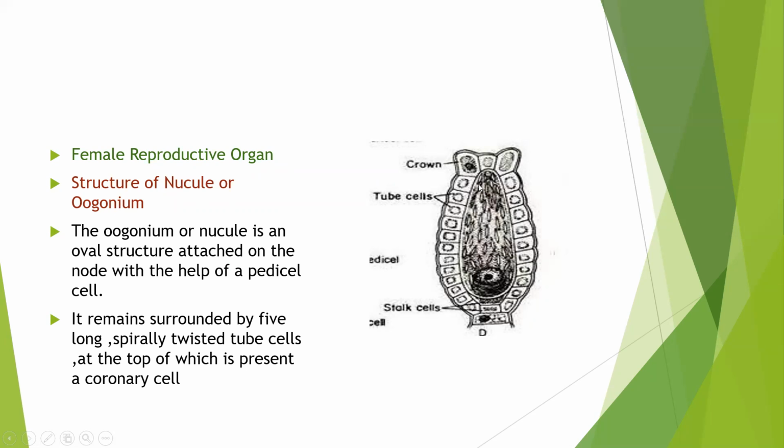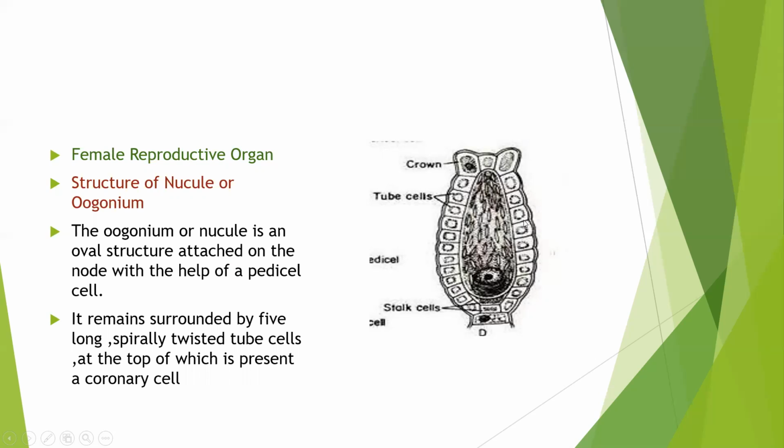The oogonium or nucule is an oval structure attached on the node with the help of a pedicel cell. It remains surrounded by 5 long twisted tube cells, at the top of which is present a coronary cell. These are the coronary cells, and there are 5 coronary cells.